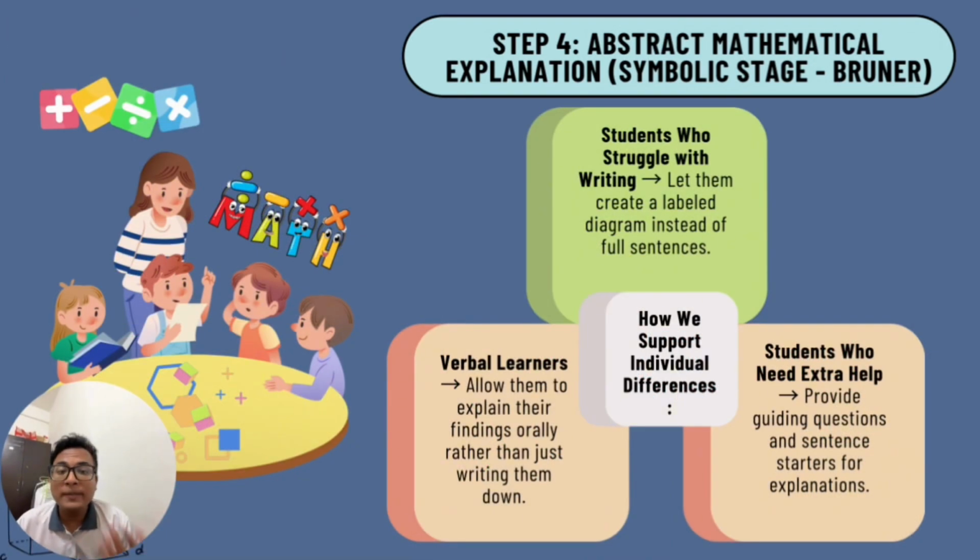Alright, for this step 4, how do we support the individual differences? The first one, students who struggle with writing: let them create a labeled diagram instead of full sentences, so they just use a simple way to label the diagram. And the second one is students who need extra help. The teacher can provide guiding questions and sentence starters for the explanation. So it really helps students to start explaining the diagram. And also the verbal learners: allow them to explain their findings orally rather than just writing them down. So it helps students to gain more confidence and communication skills.